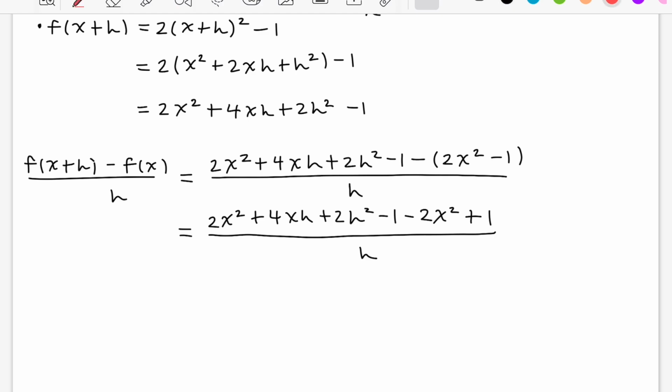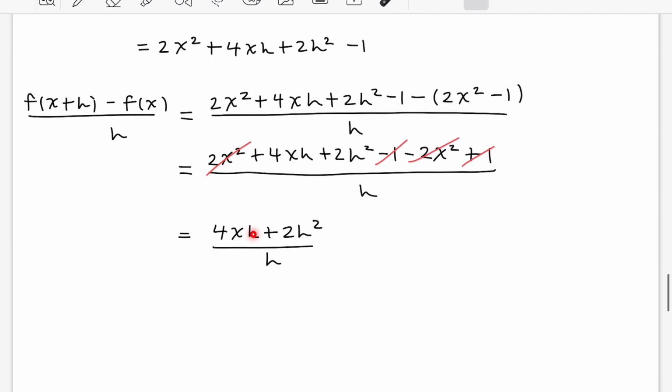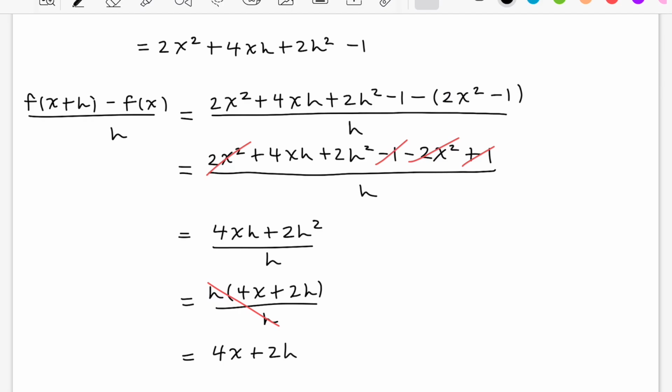Notice that we have a 2x squared and a minus 2x squared here, so these guys will cancel. And then we have a minus 1 and a plus 1 here, so these also cancel. So we'll end up with 4xh plus 2h squared all over h. Lastly, there's an h in every term here, so we can pull that h out. We'll get 4x plus 2h here all over h. And so these guys cancel. And we found our fully simplified difference quotient, which is of that form there.